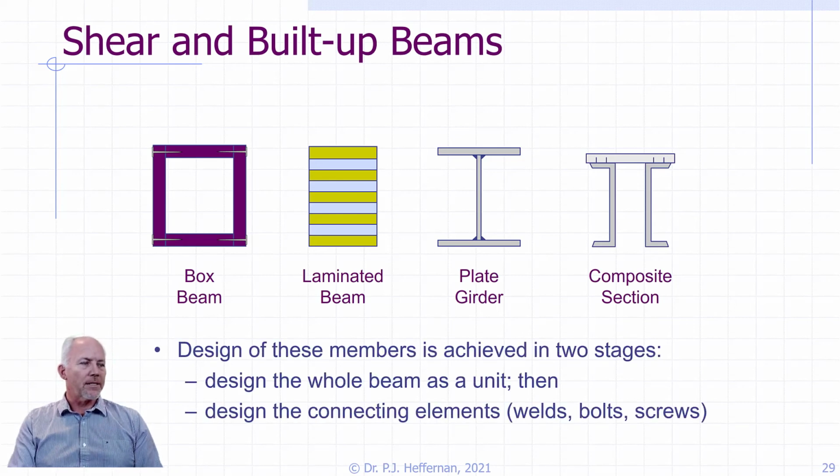So designing these members is achieved in two stages. Typically, we design the whole beam as a unit. We assume it's composite and we go about it. But then we have to go about designing the connection to ensure that it does behave that way and it's not overwhelmed by the shear stresses between the various components.